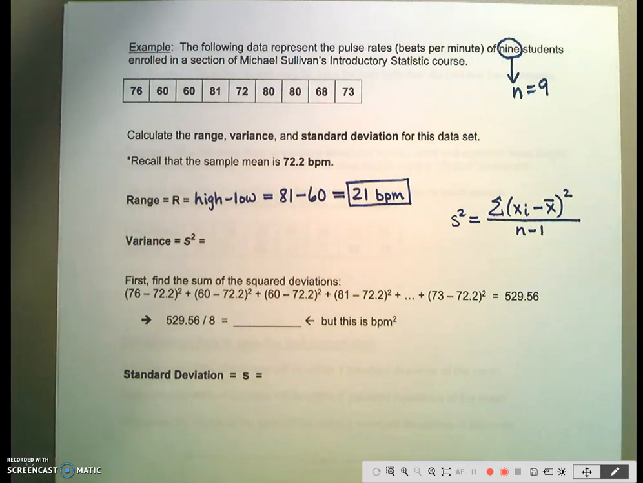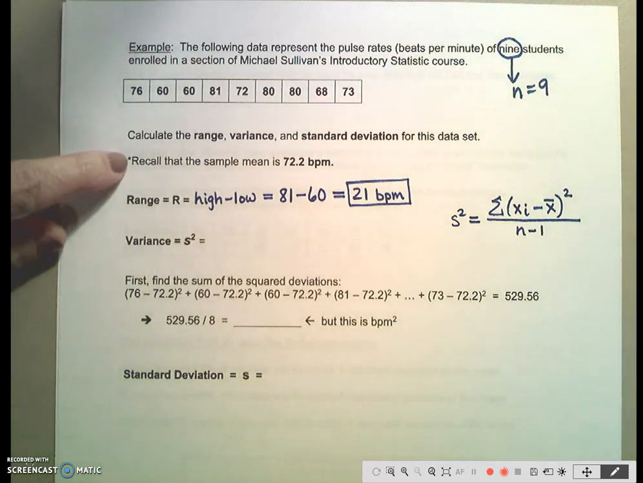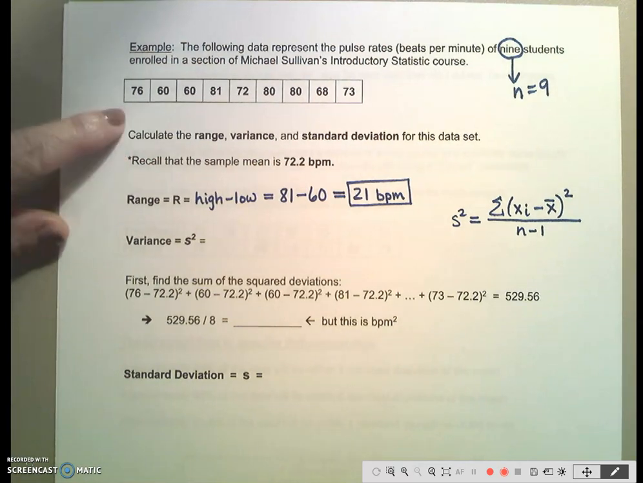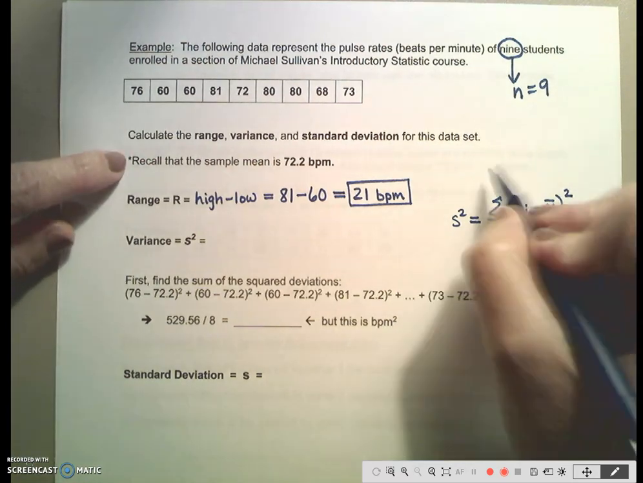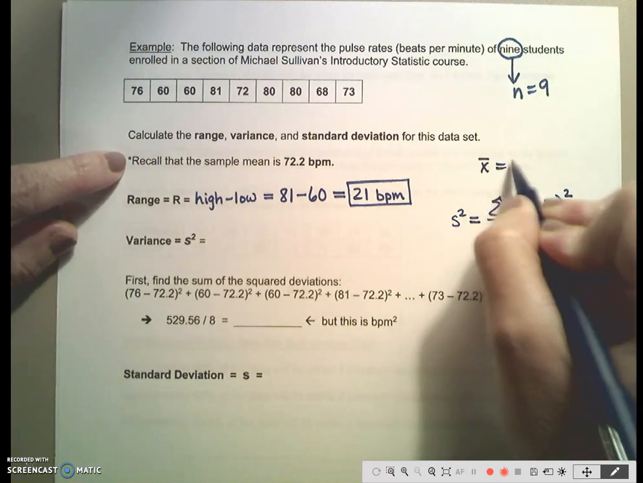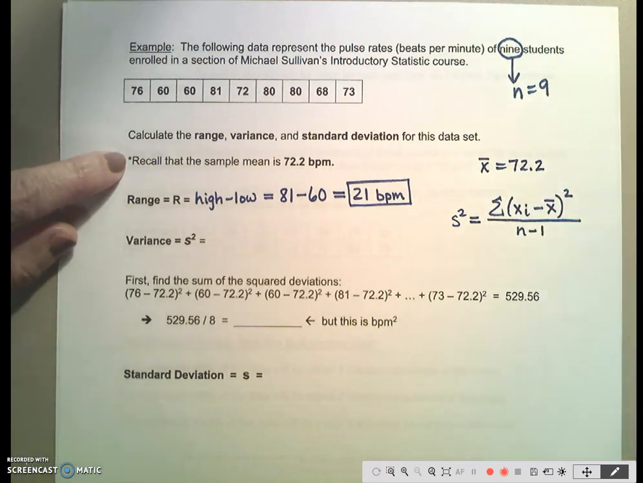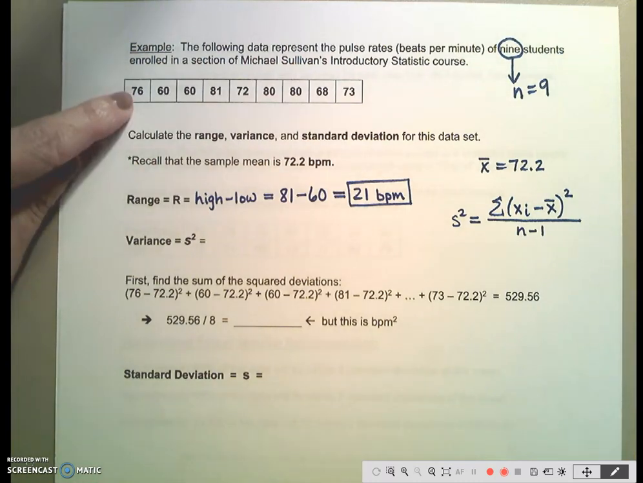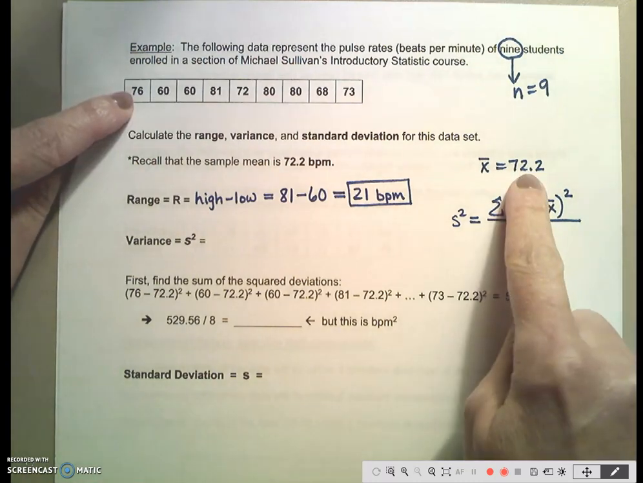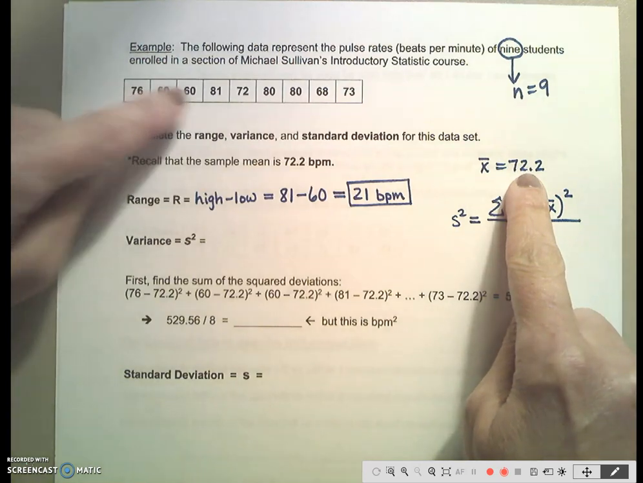Now, if you will recall from the previous example we did in the last section, the sample mean that we found for this data set was 72.2. So let me just write over here. This is 72.2 beats per minute. So we're going to take each of these data points, subtract 72.2, and square it. And we're going to do that all the way down the whole list.